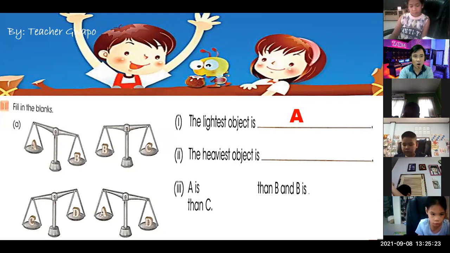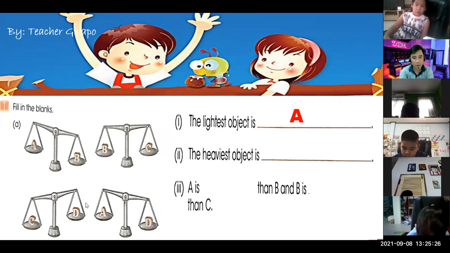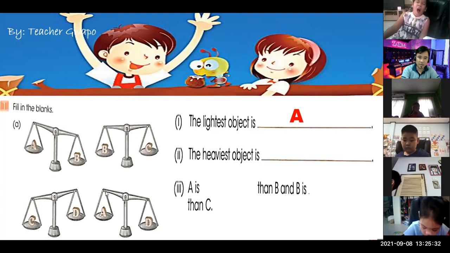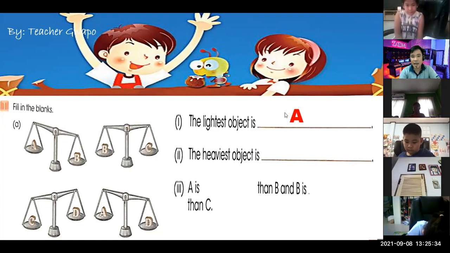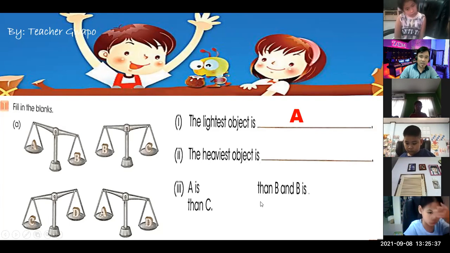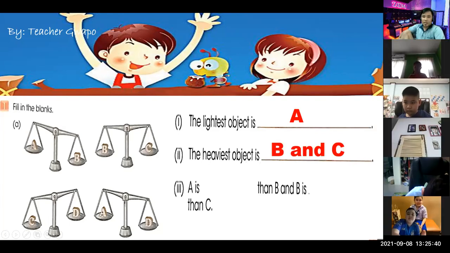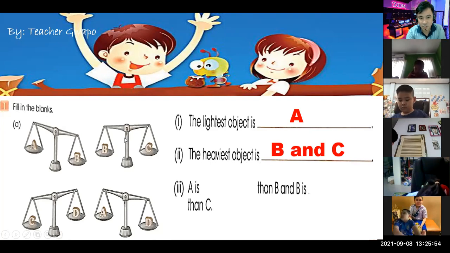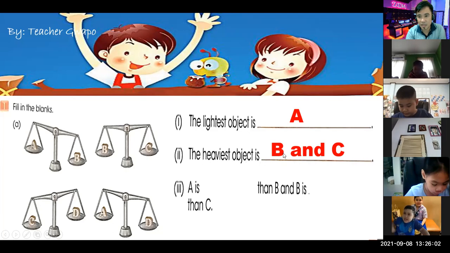Letter A is the lightest object. Why letter A? If we compare A and D, A is lighter. A and B, A is lighter. So therefore, A is the lightest object here. Now in number 2, there are 2 answers. Heaviest object, B and C. Why? Because letter B and letter C are equal. As you can see, the arrow is pointing at the center. That means they're equal. So the heaviest objects are letter B and letter C.